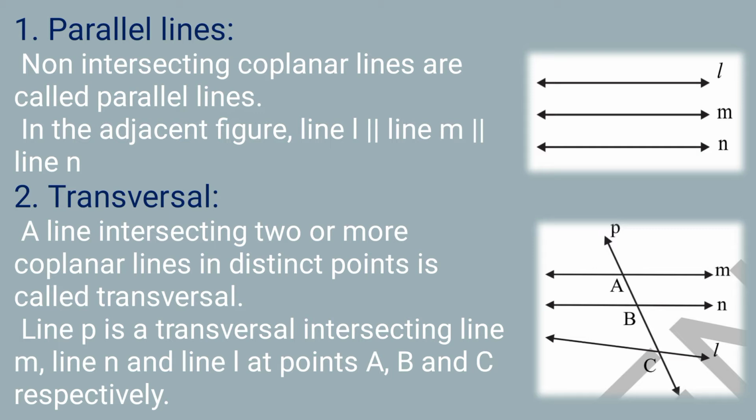First, parallel lines. Non-intersecting coplanar lines are called parallel lines. In the adjacent figure, line L is parallel to line M, which is parallel to line N.